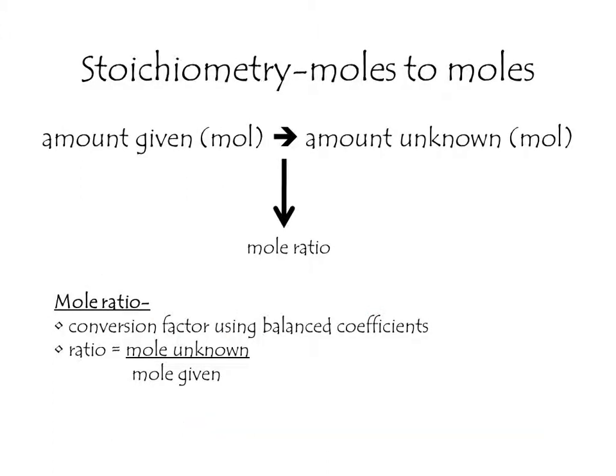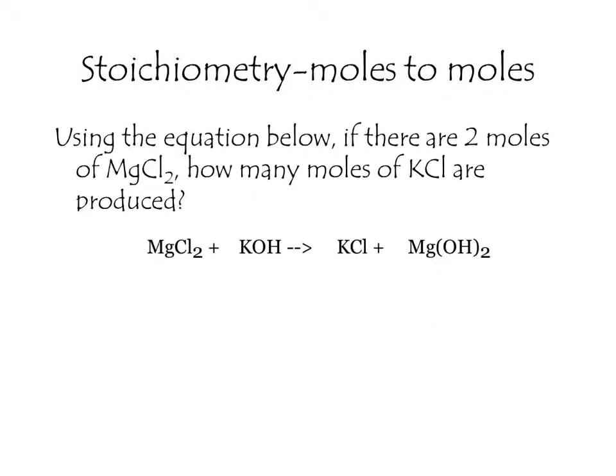So let's go ahead and start by talking about how to do a mole to mole conversion. When you do a mole to mole conversion, you need to know the mole ratio. The mole ratio is based on the balanced coefficients, which I just showed you on the last slide. We're going to use that mole ratio in order to do a conversion. So here's our first example. It states: using the equation below, if there are 2 moles of MgCl2, how many moles of KCl are produced?